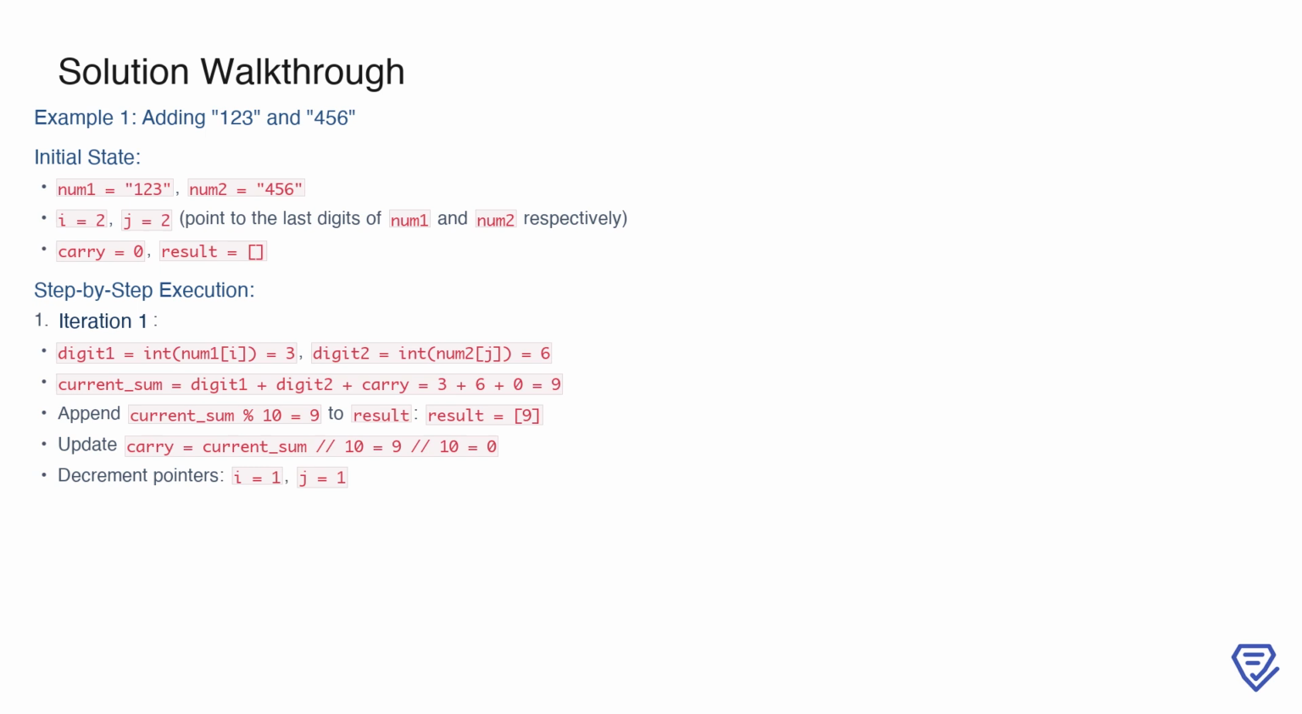In the first iteration, we extract the digits at the current positions of i and j. Digit1 is 3 from number1 and digit2 is 6 from number2. Adding these together with the carry, we get a current_sum of 9. Since this sum is less than 10, the carry remains 0, and we append the remainder, 9, to the result list. Finally, we decrement both pointers to move to the next most significant digits.